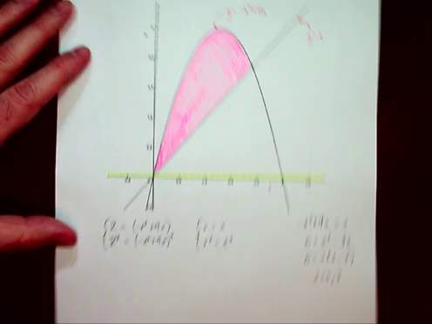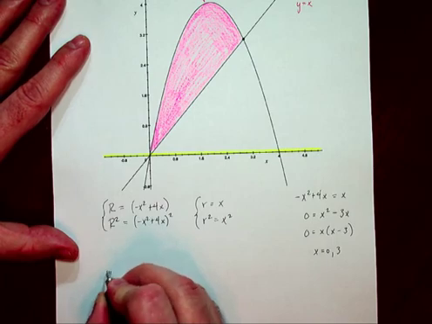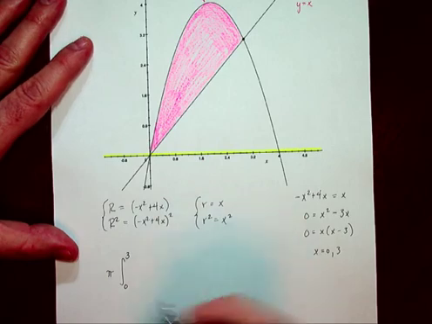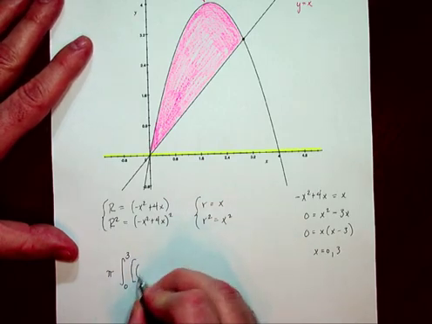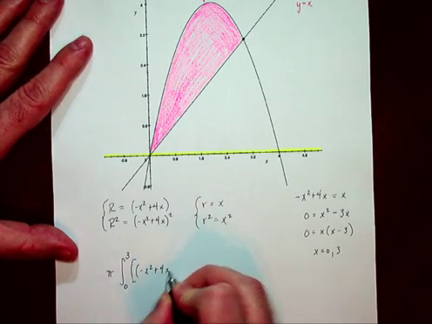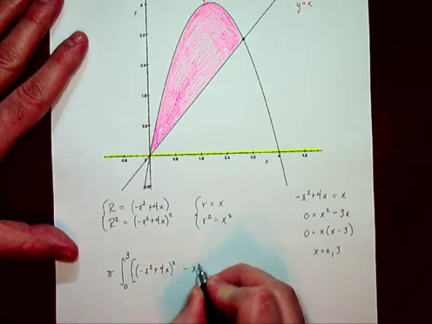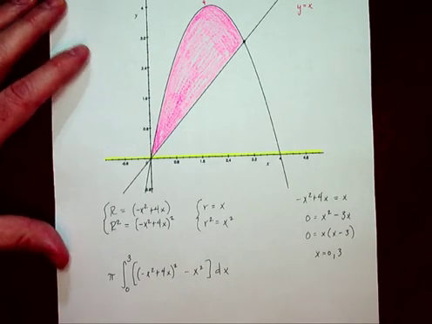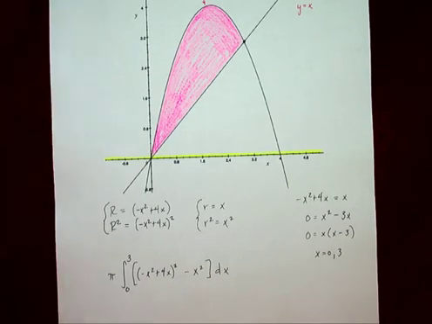So when I set this up, I know that I have to do pi, and my limits of integration are 0 to 3. And then I simply need my big R, negative x squared plus 4x, squared, minus x squared dx. Now, I'm not going to evaluate these just yet. What I want to do is show you the difference between this one and the next one, and we may come back and evaluate them. But let's go ahead and look at this.